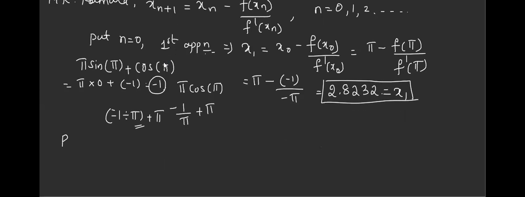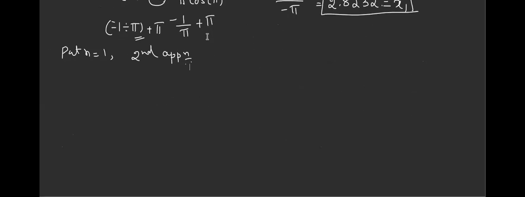Now put n equal to 1, so that we get the second approximation. Don't look at the general formula. Can anybody tell me what is the direct formula for x2? x2 is x1 minus f of x1 divided by f dash of x1. Yes, very good. So now x1, I have to write as 2.8232.